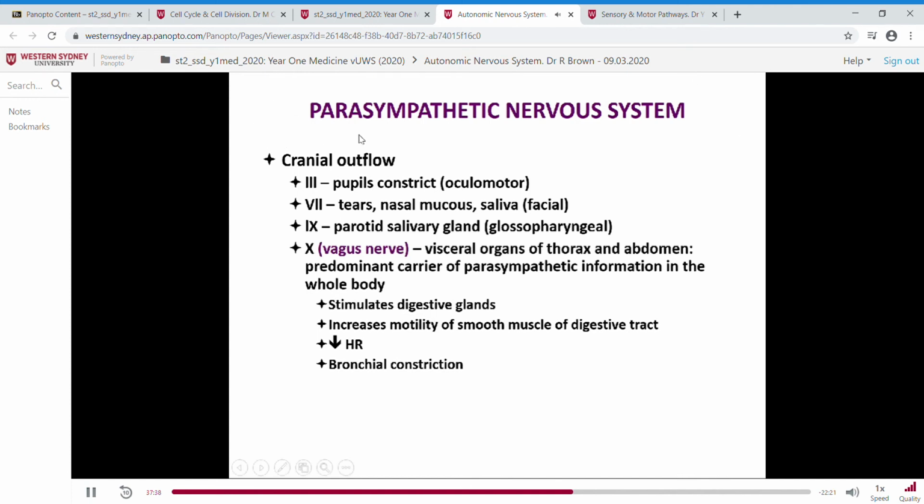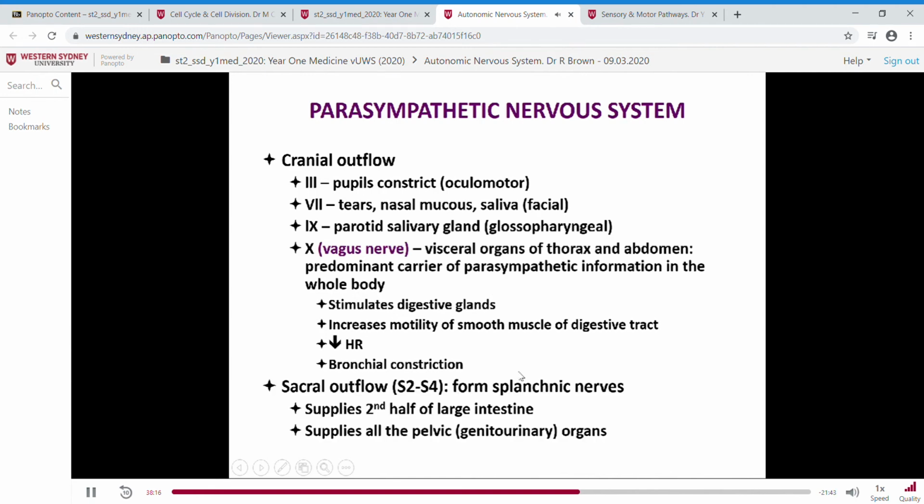So your cranial outflow, okay? So 3, 7, 9, and this all-important 10, which is your vagus nerve, okay? So it supplies the visceral organs of the thorax and the abdomen, and it predominantly carries the parasympathetic information in the whole body. So it stimulates the digestive glands, it increases motility of smooth muscle at the digestive tract, decreases heart rate and bronchial constriction. So because it's preserved in spinal cord injury, these things can still happen for those patients.